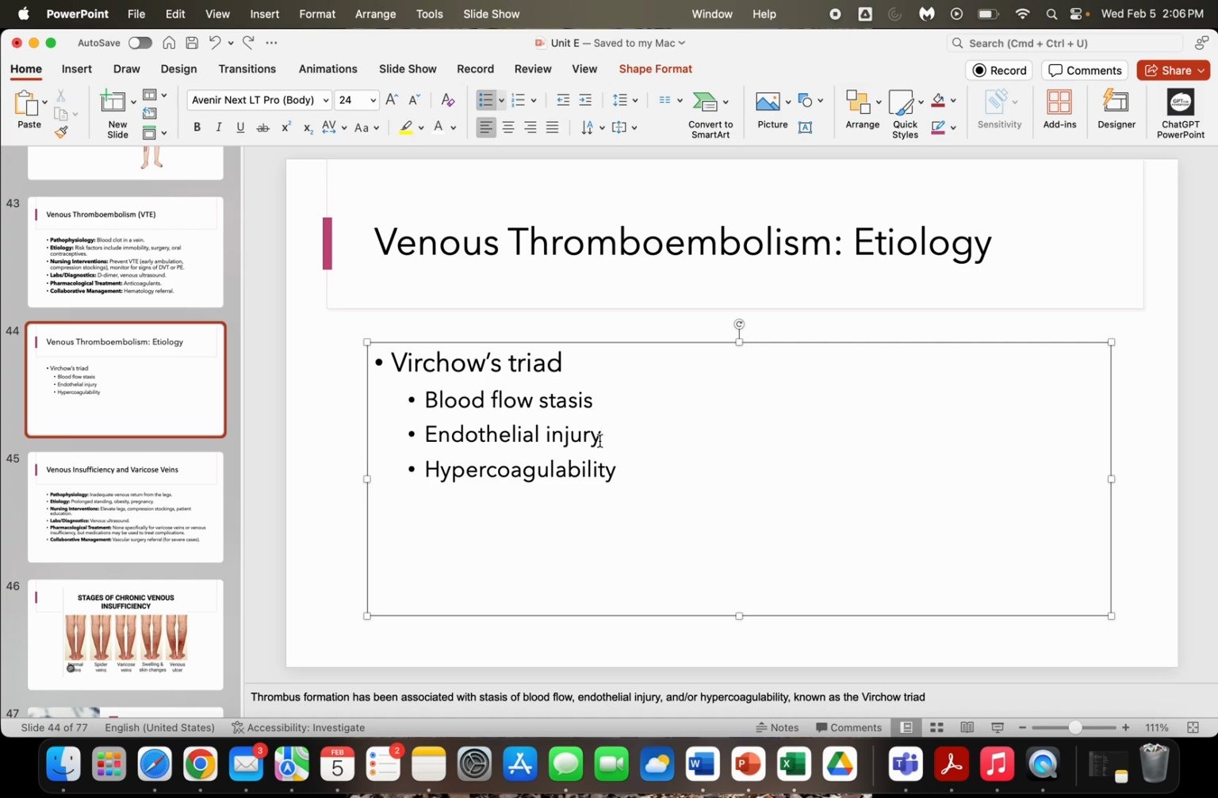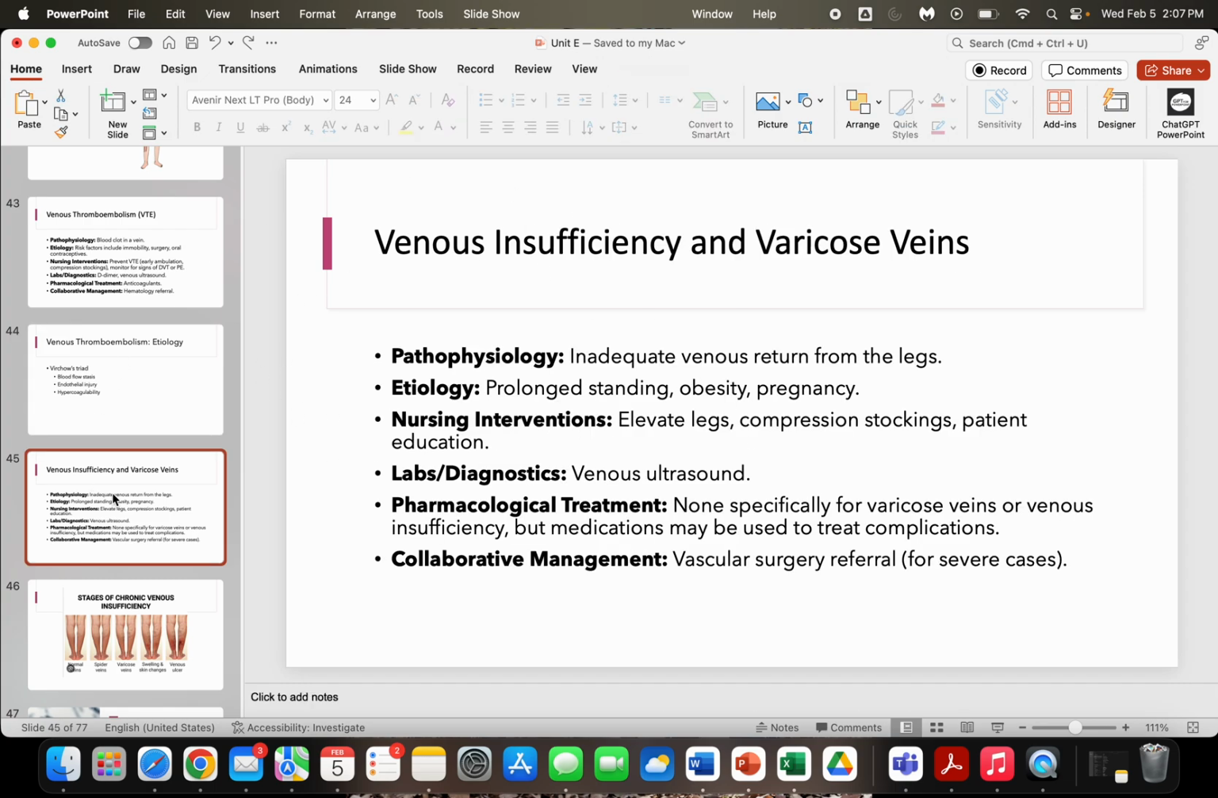And then there's hypercoagulability, right? So maybe they have atherosclerosis already, and their blood's very coagulable, or it has the risk of forming a clot already, right? So this would cause a higher risk of a venous thromboembolus. Okay, so just keep that in mind. This is a very important classic sign and symptom of VTE. Venous insufficiency. So we talked about arterial insufficiency, where we're not getting blood flow through the artery, but venous is where we're not getting blood flow through the vein. Okay, so we're not getting any venous return from the legs.